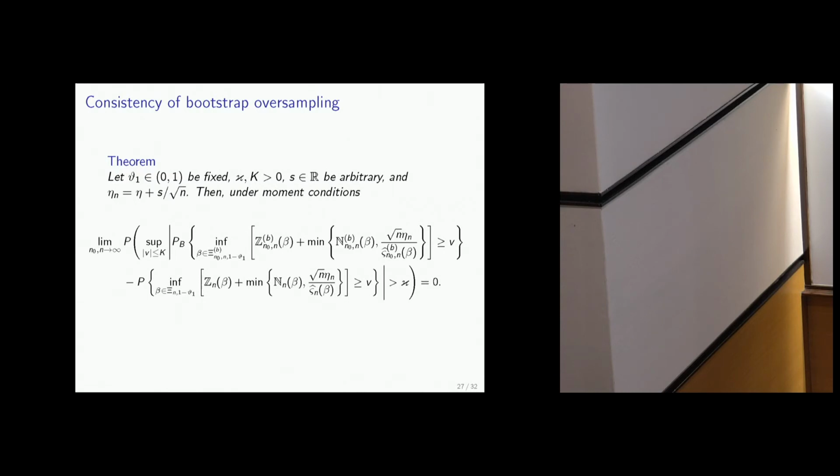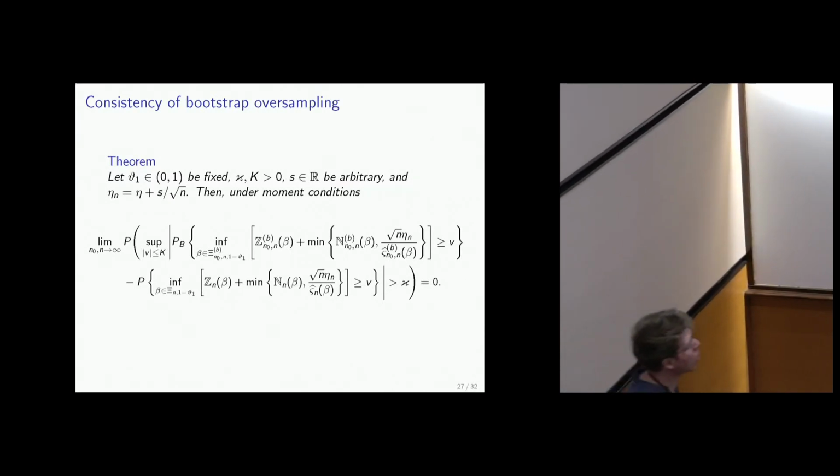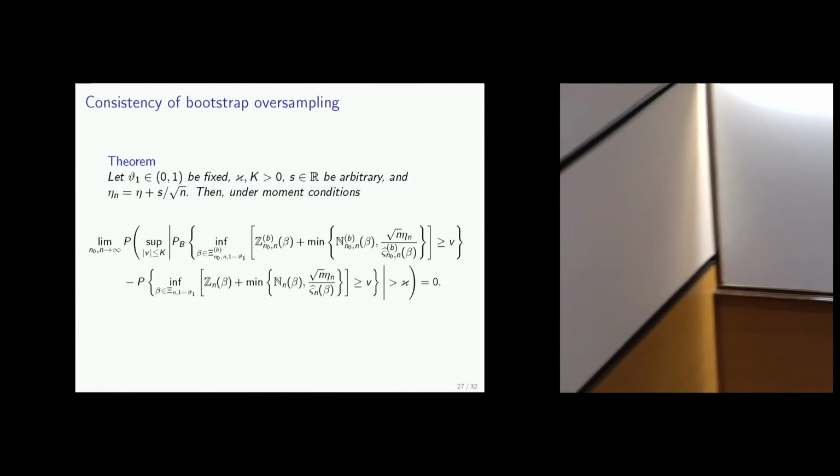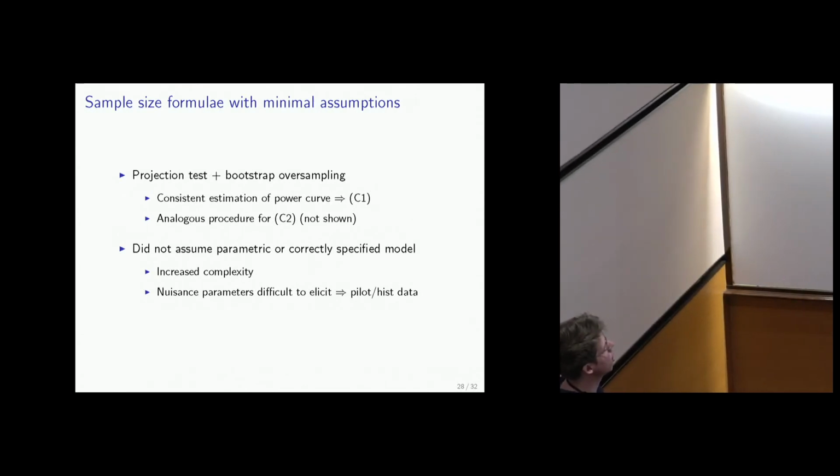So while the most realistic asymptotic regime is where n naught is going to infinity slower than n, because our pilot study is going to be significantly smaller, presumably, than the study that we're powering for, this does not depend on the details of how that limit is taken. Yeah, so this is just the consistency of the estimated power curve under this bootstrap oversampling procedure. Okay, so that is it for satisfying C1.